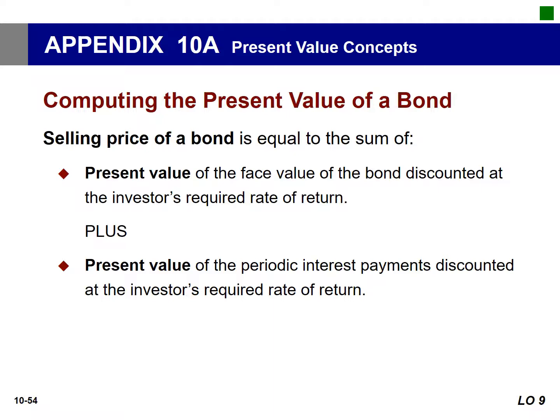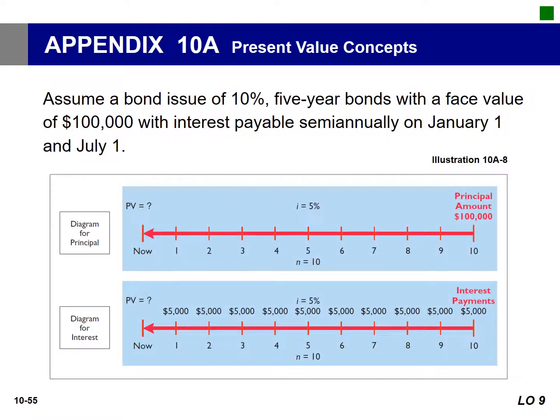So let's look at an example of that here. This slide shows our two different cash flows related to these $100,000 10% 5-year bonds. We're going to have semi-annual interest payments, and we're going to have the principal amount due at the end of that 5th year. So two different cash flows.